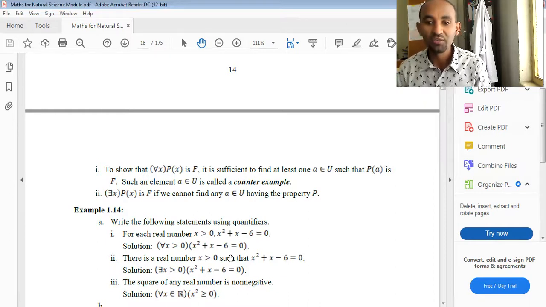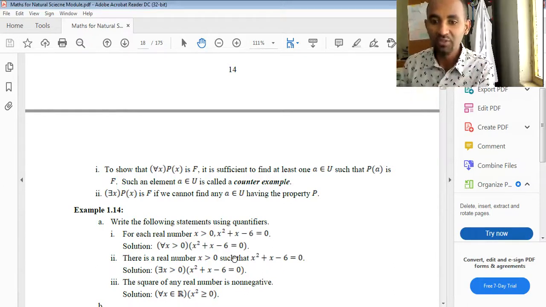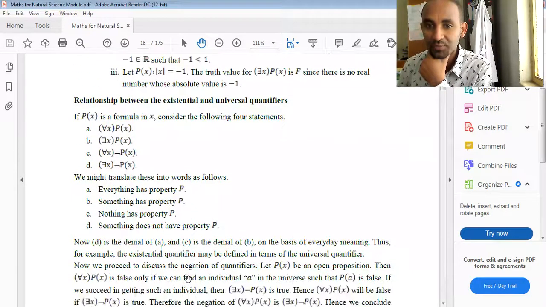Whereas the existential quantifier, there exists x, p of x, is false if we cannot find a single value that satisfies the property P. That means the existential quantifier is true if we can present at least one example that satisfies the property P. Okay, here are some of the examples.